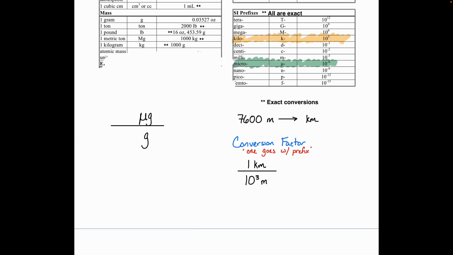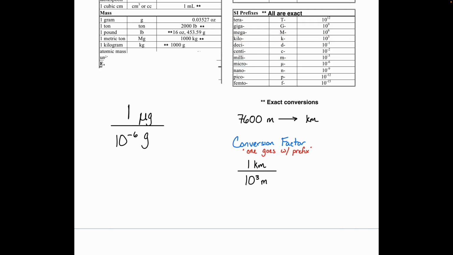I'm going to need to use this 10 to the negative 6. All right. But does it go on the top or does it go on the bottom? On the bottom, right? Because I'm going to put a 1 in front of the prefix. So then the 10 to the whatever goes with the unit with no prefix at all. Okay? Okay, cool. So this is how we build our conversion factor from this table here.